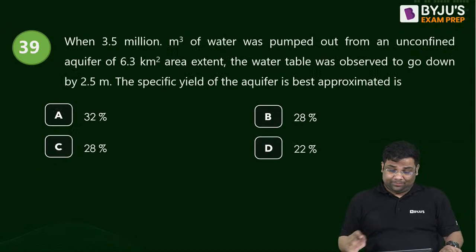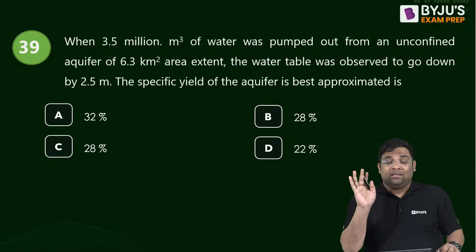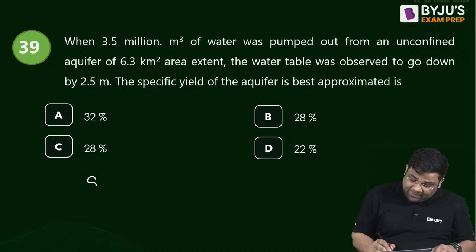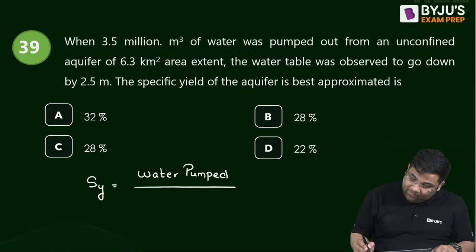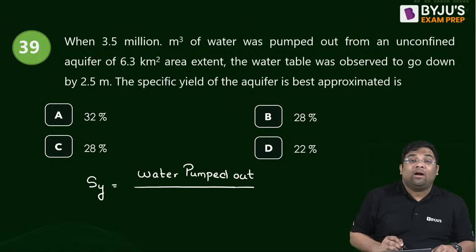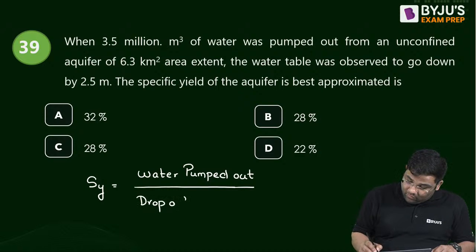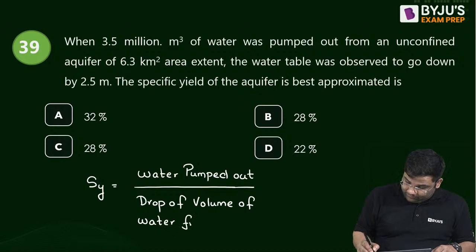Very straightforward question. Now this is on specific yield. I'll give the formula, okay? The specific yield of an aquifer is equal to the water pumped out divided by the drop in volume of water from the aquifer, okay? From your aquifer.